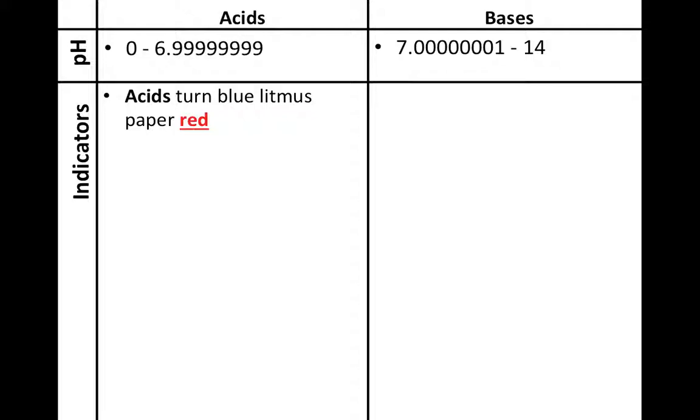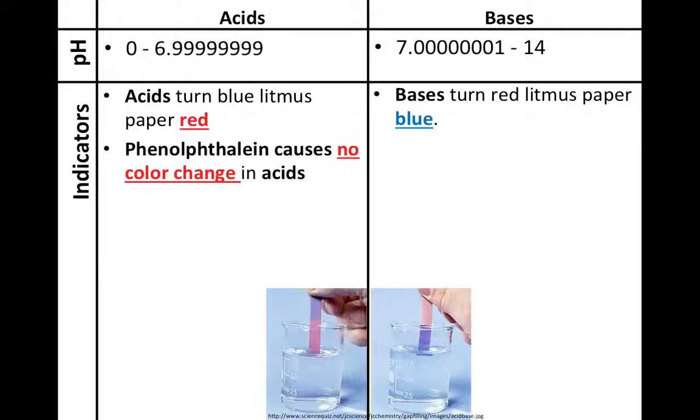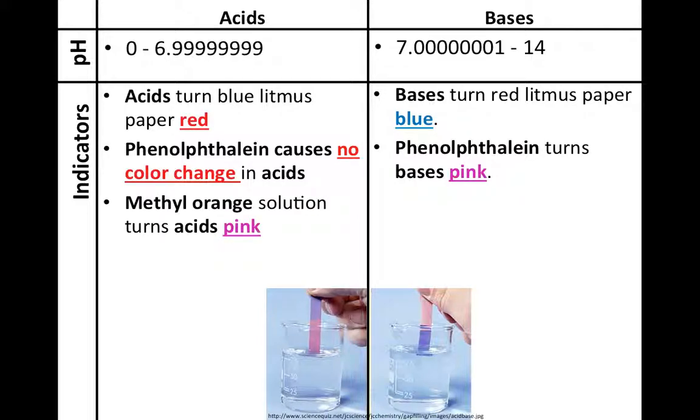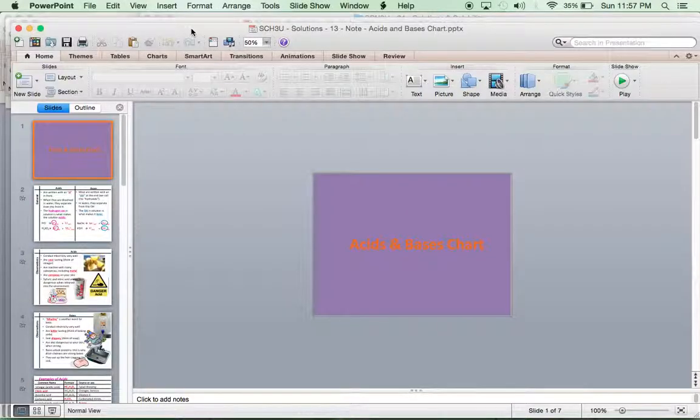How do we tell if something is an acid? We normally use indicators. Blue litmus paper turns red in an acid. Red litmus paper turns blue in a base. Then you can also use phenolphthalein: in an acid it doesn't have any color, and as soon as it gets in contact with a base, it will turn pink. Methyl orange is pink in a solution of acid and turns yellow in a base. Bromothymol blue turns yellow in an acid and stays blue in a base.